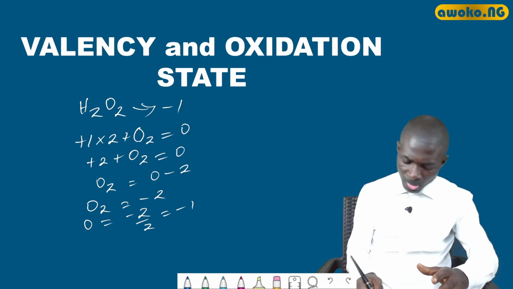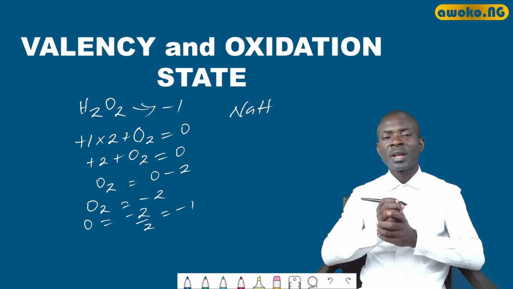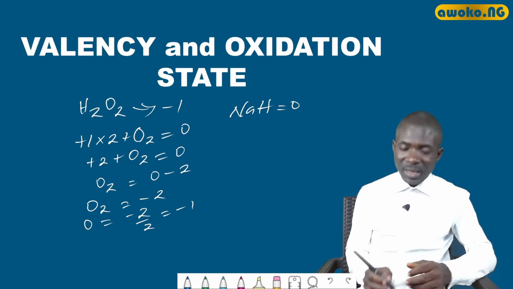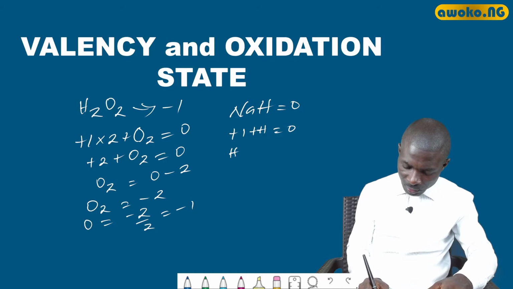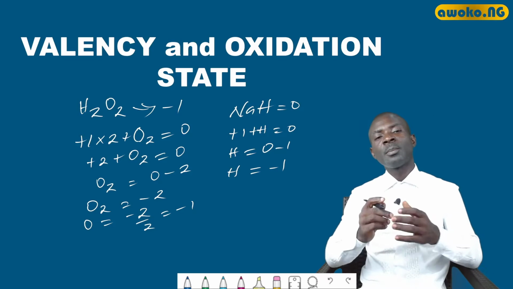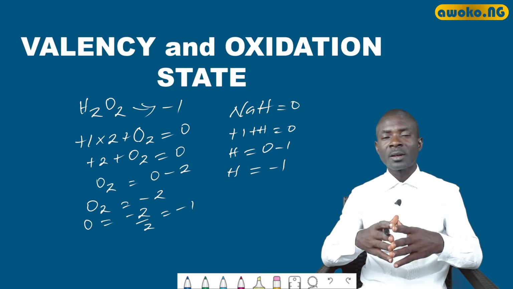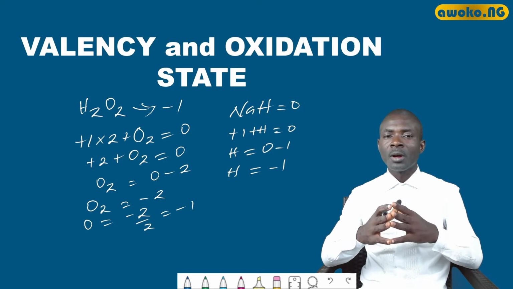An example of a hydride is sodium hydride. That is sodium metal reacting with hydrogen to form sodium hydride. So in this case, the oxidation state of hydrogen is not +1. Rather, it is -1. The oxidation state of sodium here is simply +1, plus hydrogen, to give me 0. Collecting like terms, I have hydrogen is equal to 0 minus 1, so H is equal to -1. So in hydride, the oxidation state of hydrogen is simply -1, while in all other compounds, the oxidation state of hydrogen is assigned a number +1.